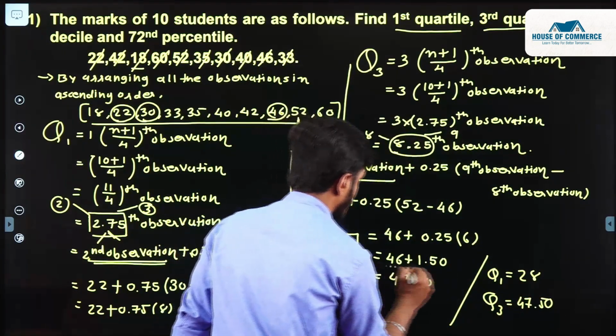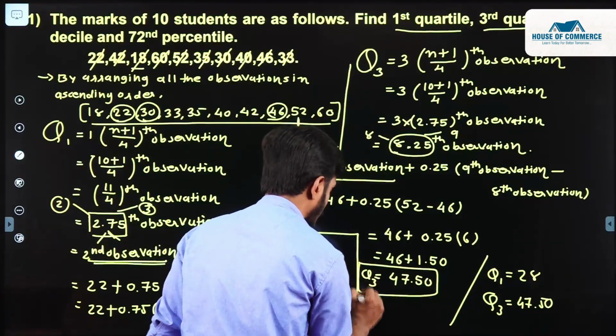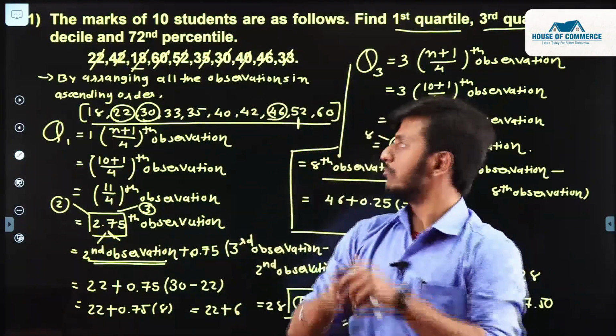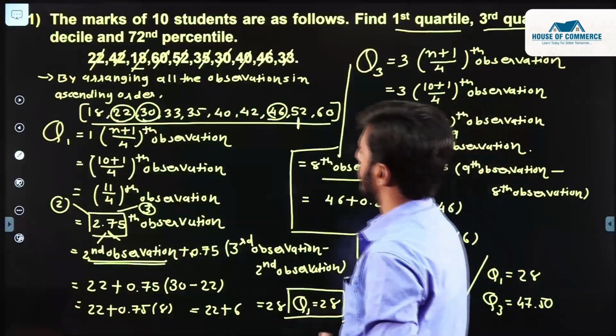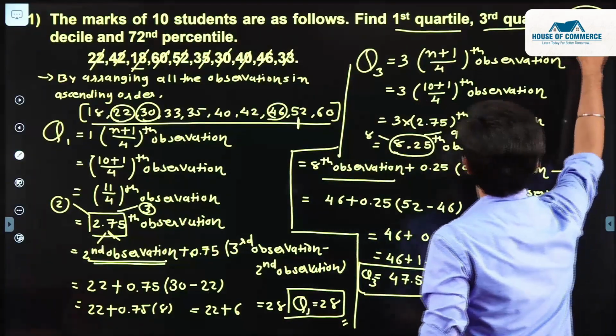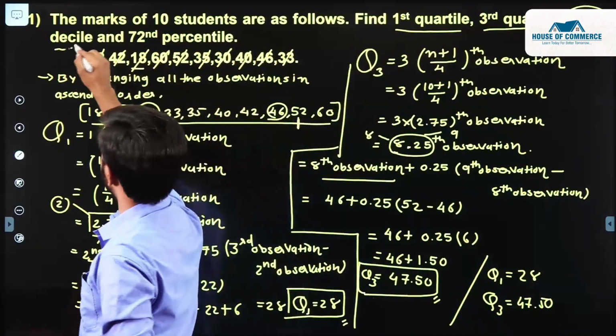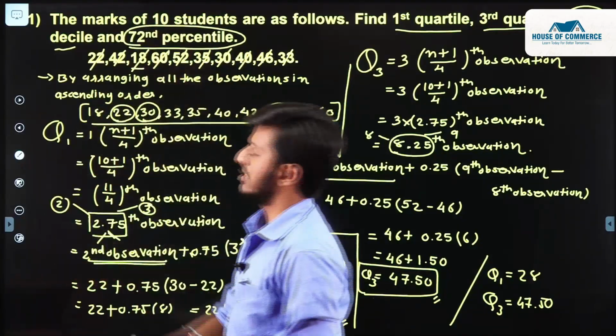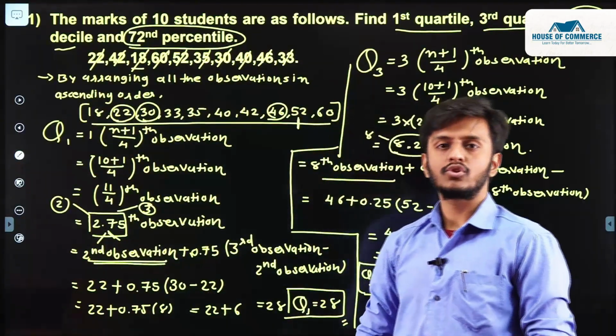Is that clear to all? Isn't it easy? If you find it very easy, then please give me a thumb as well as the smile. Then we can move on to the other part, where we have to find the third decile and 72nd percentile. Clear? So should we move on?